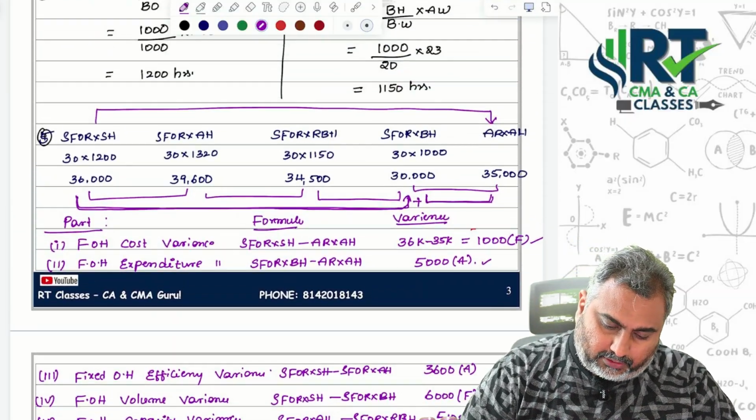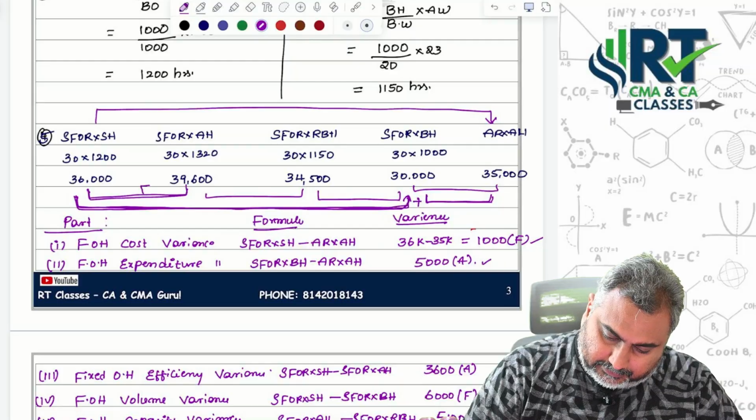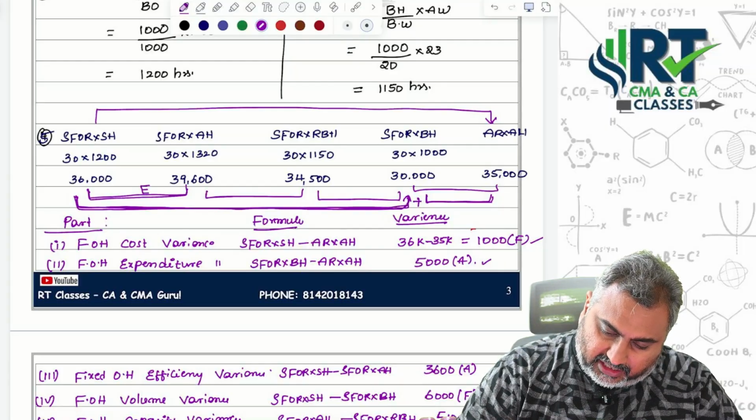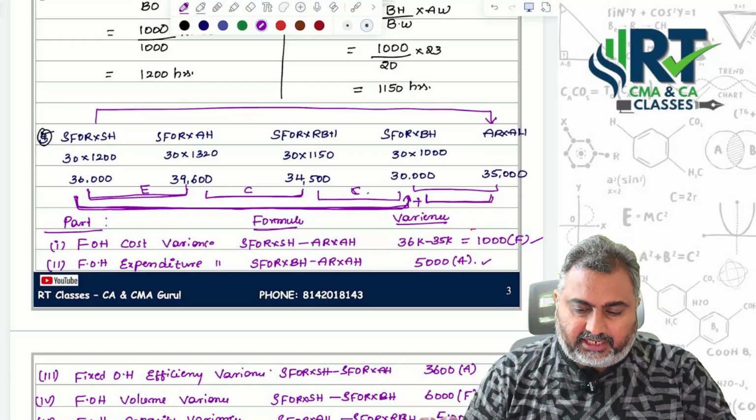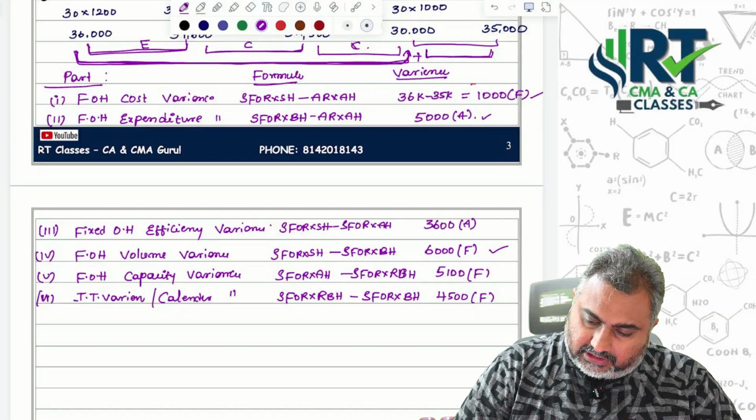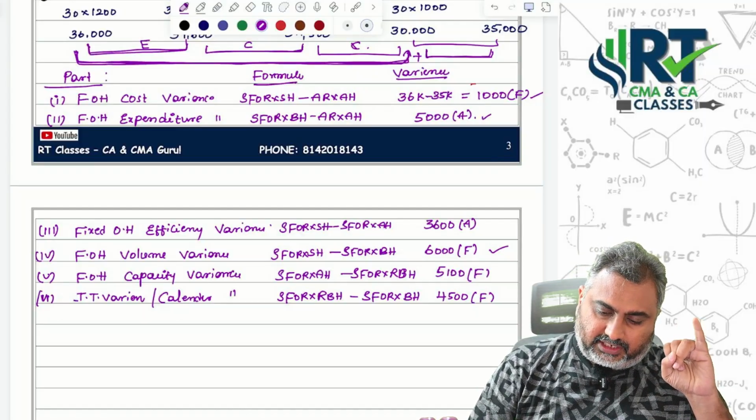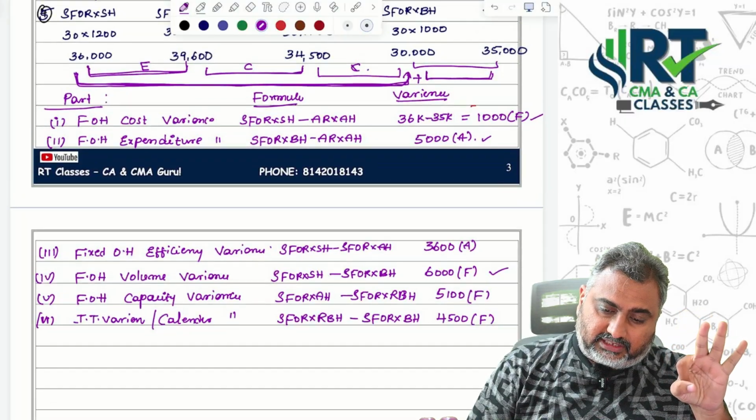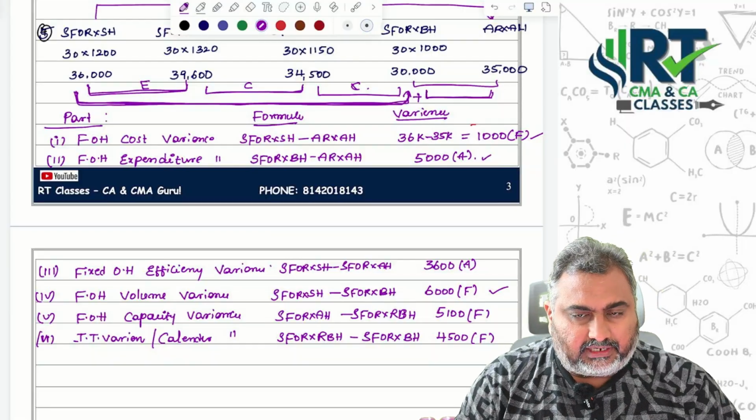In the same way, your volume variance is nothing but the combination of your efficiency, your capacity and your calendar. These three things, if you add, you need to get your volume variance. So 5100 favorable, 4500 favorable, 3600 adverse. If you add your efficiency, your capacity and your ideal time, finally what you are getting? Volume variance. If you cross check the things, you will get the answer.